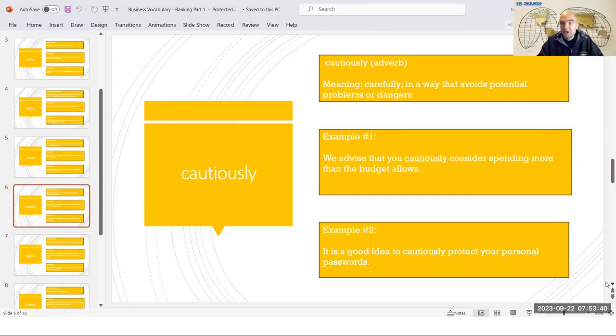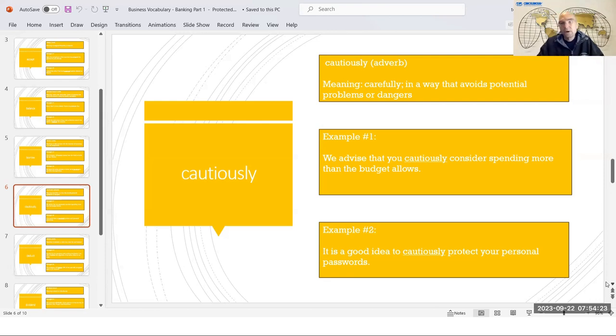Next word here is cautiously. Cautiously is an adverb, and you can tell it's an adverb because it has this ly on the end of it. Most of these words in English that have an ly, most of them are adverbs. There are some that are used as adjectives. For example, the word friendly is an adjective, but most are adverbs. The adjective that is associated with this word is cautious, and the noun that is associated with this adverb is caution.